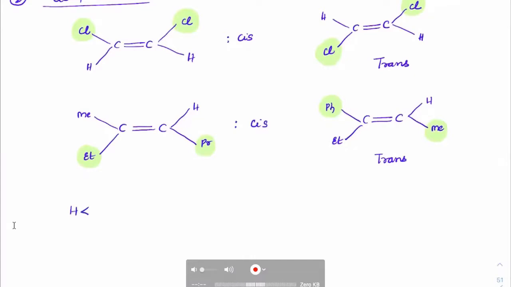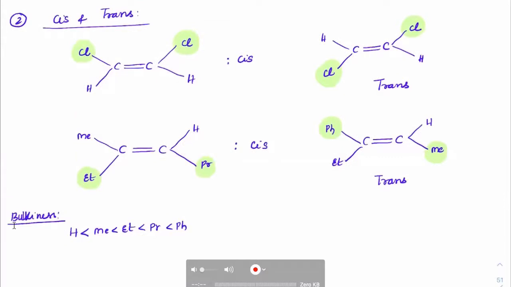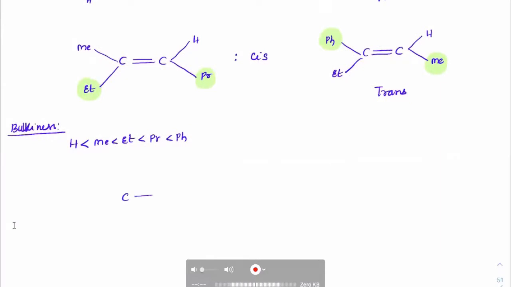Hydrogen is the least priority. Got it? Then it is methyl, then ethyl, propyl, phenyl. Phenyl is more bulkier. So as of now, remember this in terms of bulkiness. Even if you have two same groups here, they won't be cis or trans, right? Suppose you have C double bond C, I have hydrogen and methyl, and I have ethyl and ethyl.